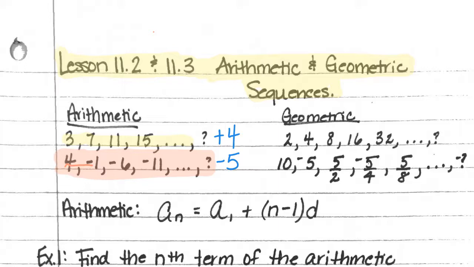All right, what if we have 2, 4, 8, 16, 32? You will notice that these are being multiplied by 2. And then if we have 10, -5, 5 halves, -5 fourths, we never call it dividing. We're going to say that we are multiplying by -1/2, because we're dividing everything through by 2.